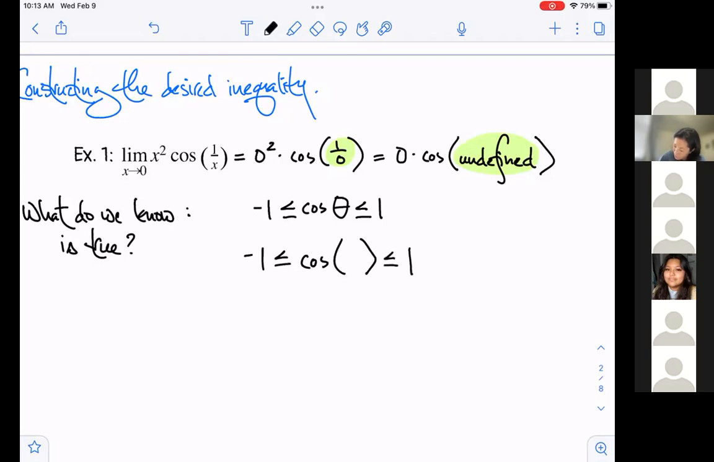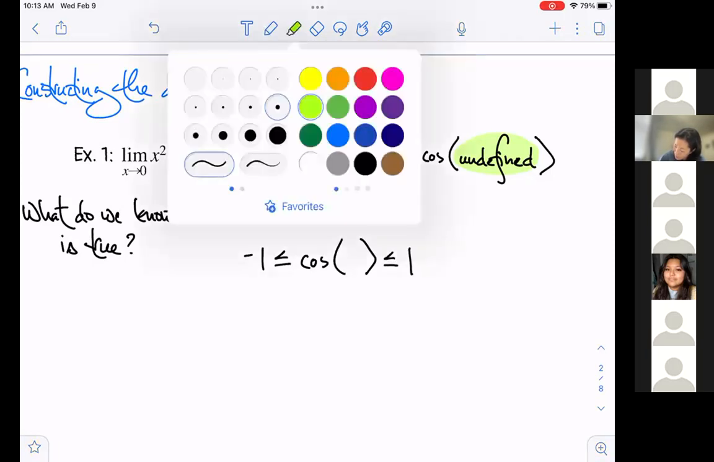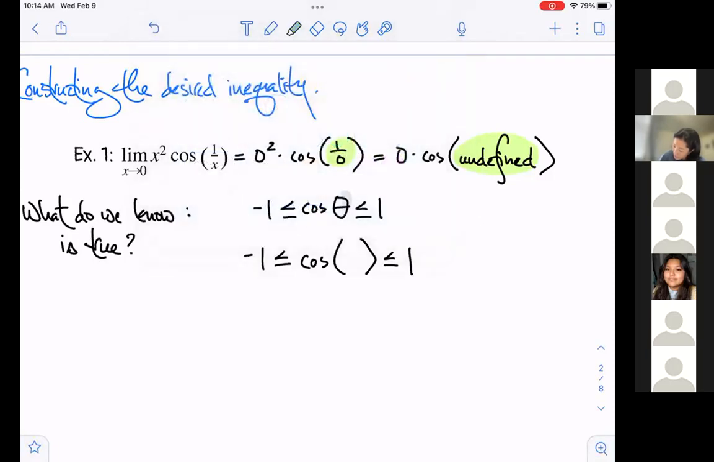All right, so colors are hard. We have theta. I can put anything I want in for theta. In this particular problem, I'm going to put this.